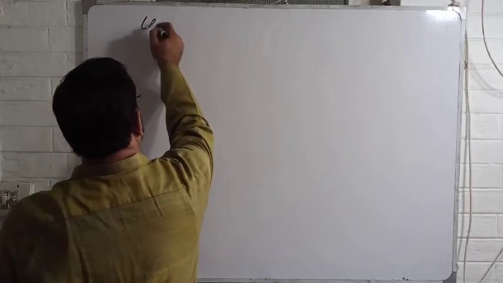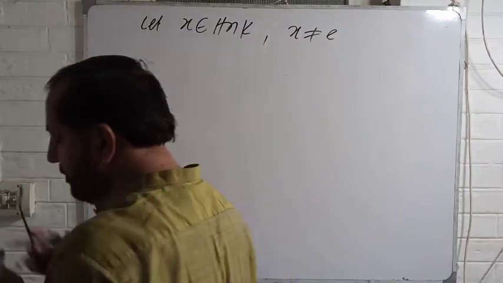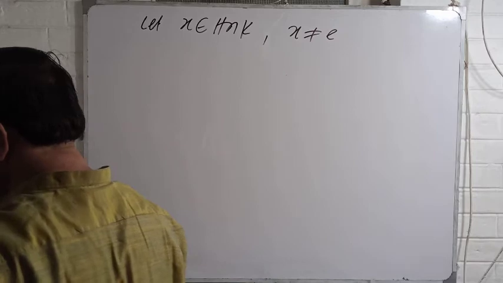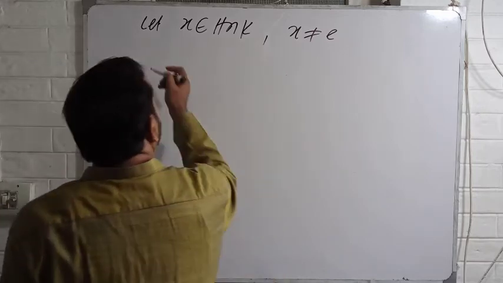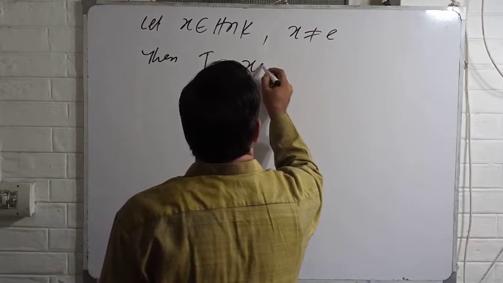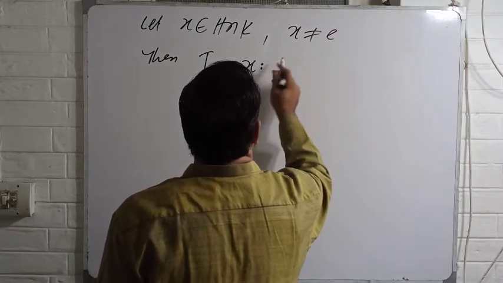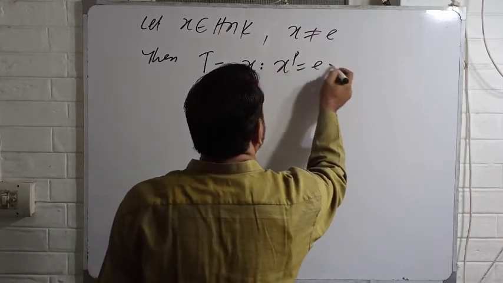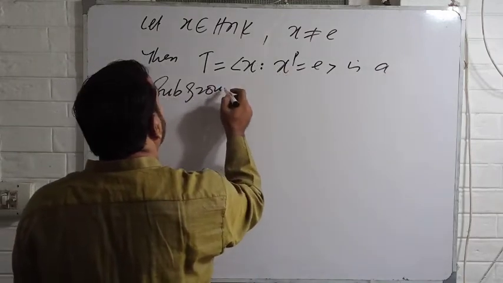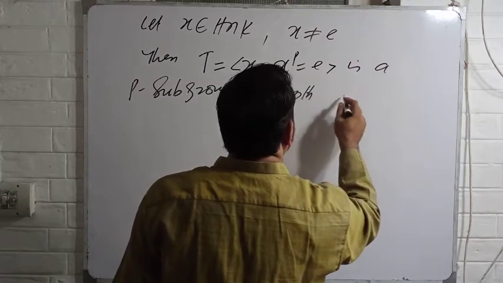Let x belong to H intersection K, where x is not equal to e, then T is equal to ⟨x⟩. x to the power p is equal to e, is a subgroup, is a p-subgroup of both H and K.